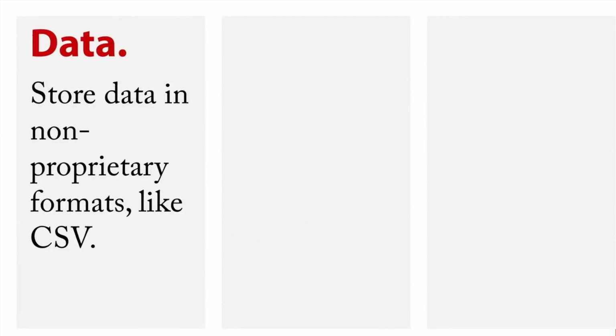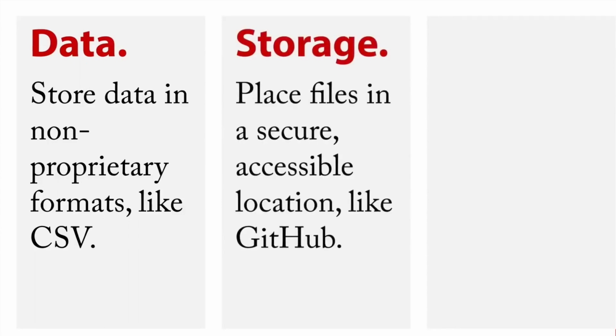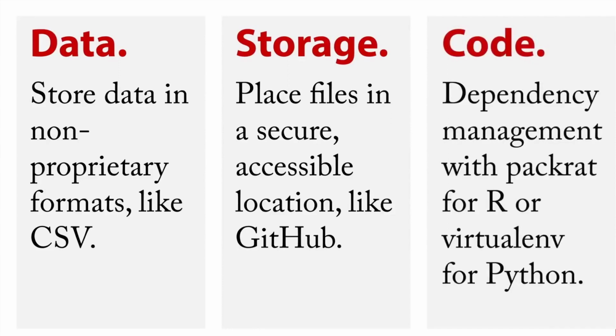You want to do a few things here. Number one, the data. You want to store the data in non-proprietary formats like a CSV or comma-separated values file, because anything could read CSV files. If you stored it in the proprietary SPSS .save format, you might be in a lot of trouble when somebody tries to use it later and they can't open it. Also, there's storage. You want to place all of your files in a secure, accessible location like GitHub. It's probably one of the best choices. And then the code, you may want to use something like a dependency management package like Packrat for R or virtual environment for Python as a way of making sure that the packages that you use always have versions that work, because sometimes things get updated and it gets broken. This is a way of making sure that the system that you have will always work.